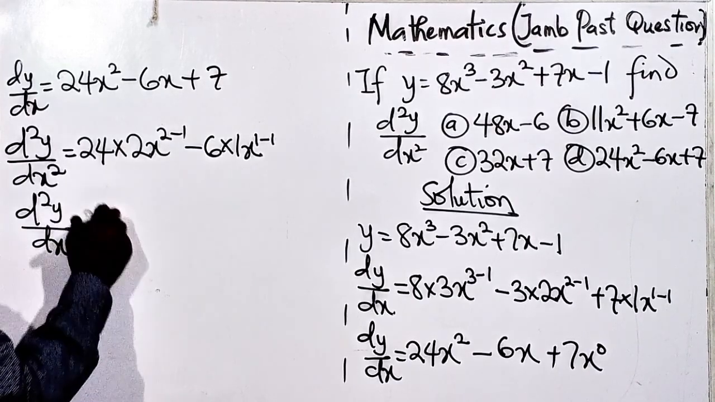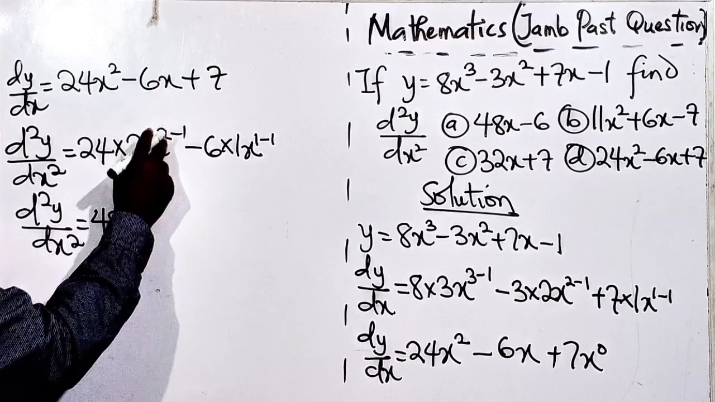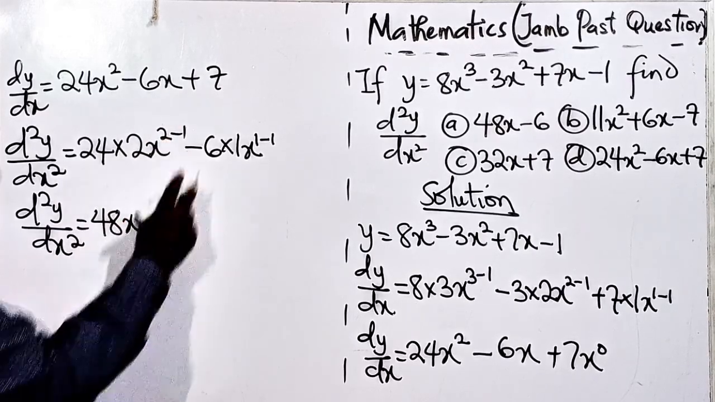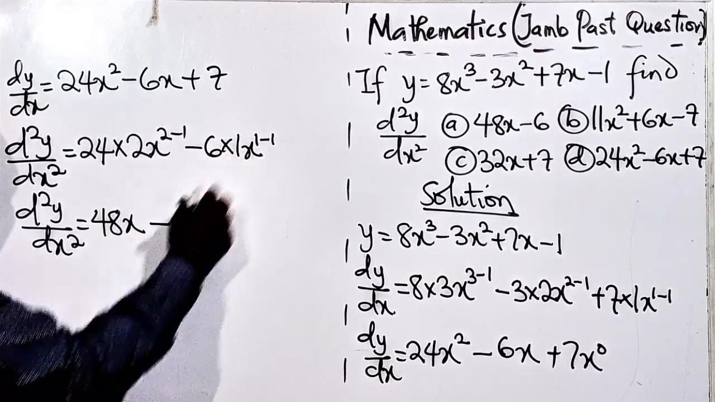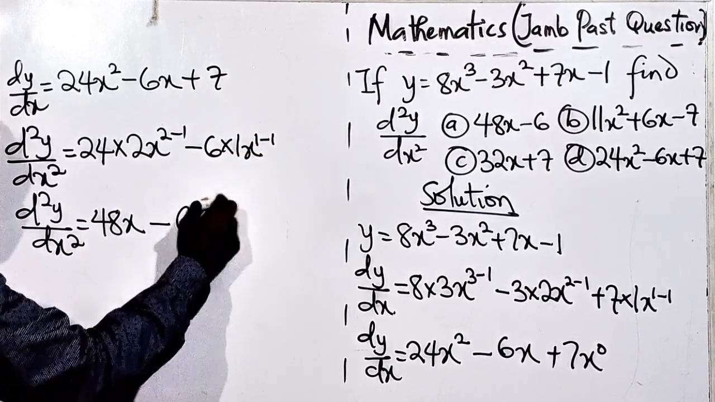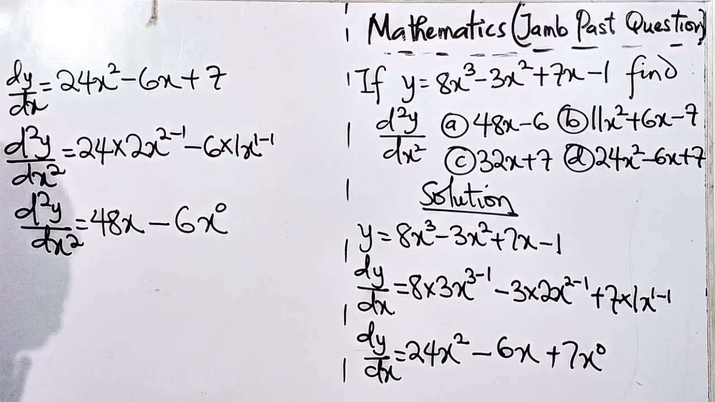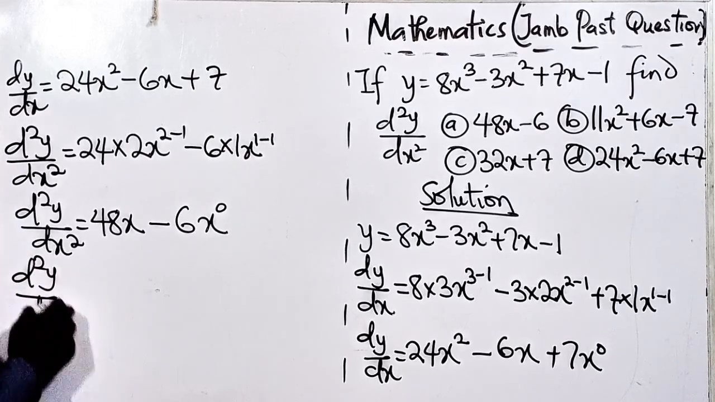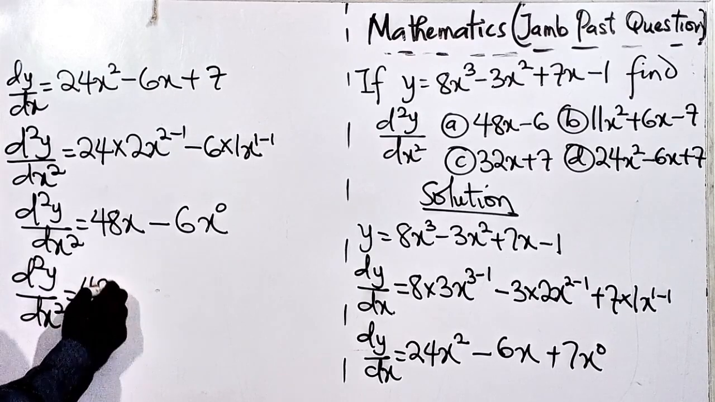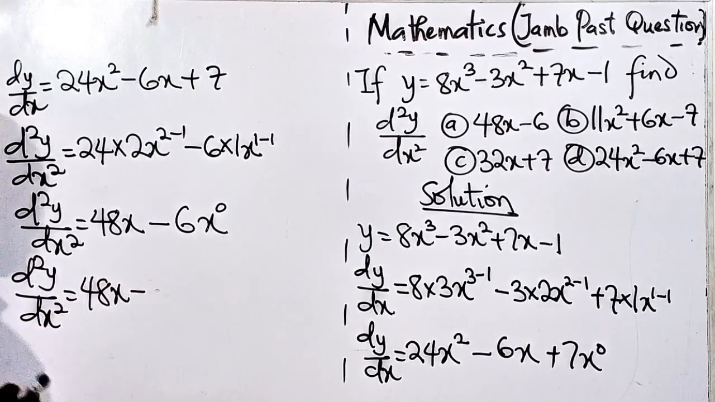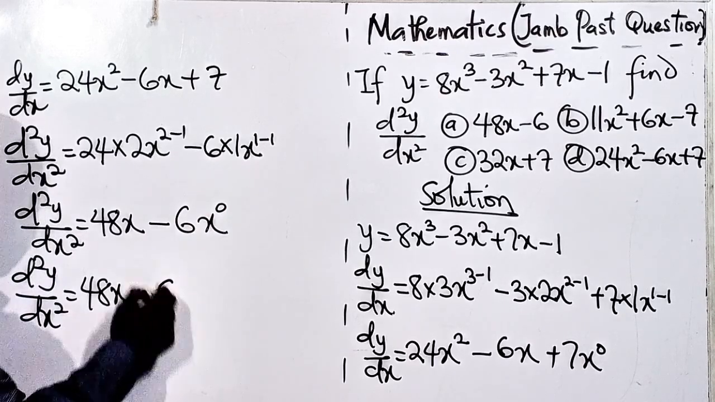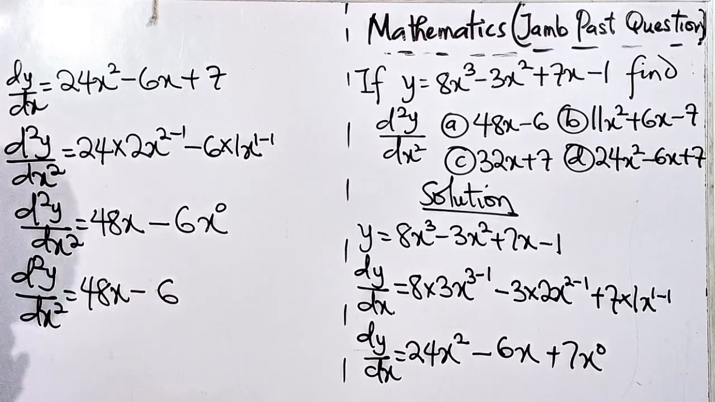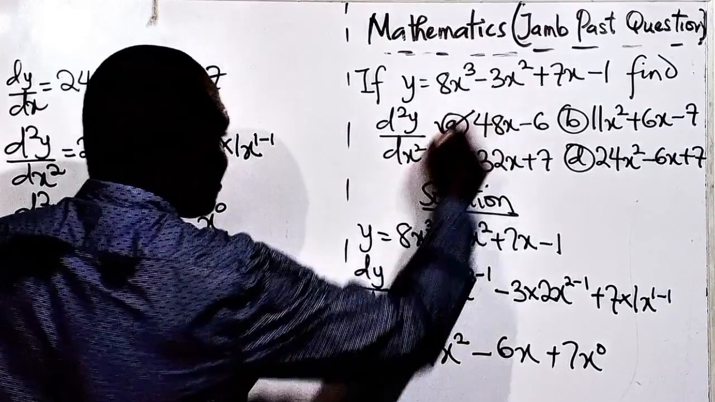24 times 2 is 48x. 2 minus 1 is 1. Minus 6 times 1 is 6. There is x. 1 minus 1 is 0. Am I communicating? So at the end of the day, we'll be having 48x minus, now remember that anything to the power of 0 is 1. So 1 times 6 is 6. Are you following now? So which of these is the right option? Option A is the right one.